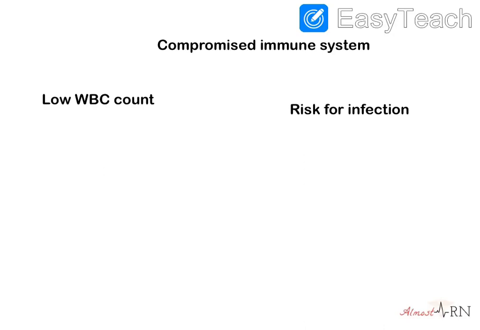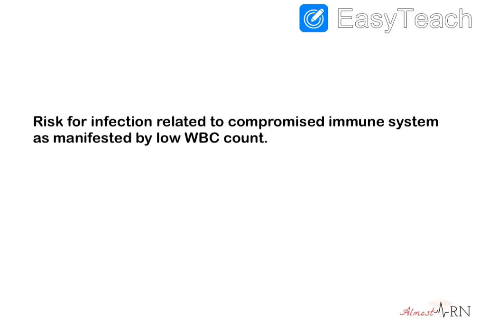So here's another example. Go ahead and pause the video if you need some more time, but if not, I'm going to move on to the answer. Okay, so the answer, risk for infection related to compromised immune system as manifested by low white blood cell count. Risk for infection is our NANDA, related to is our cause, and our evidence is as manifested by a low white blood cell count.